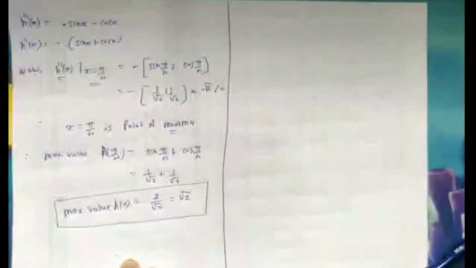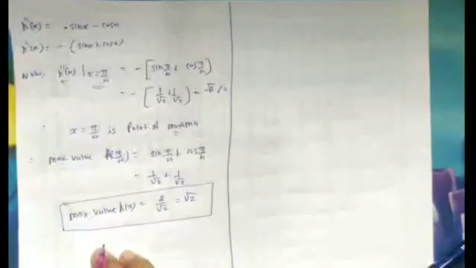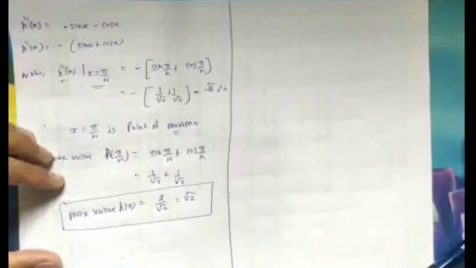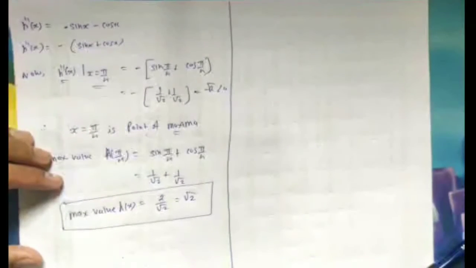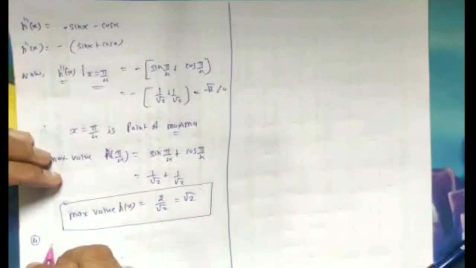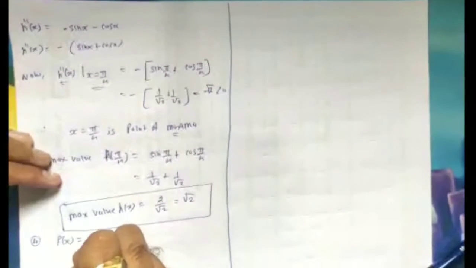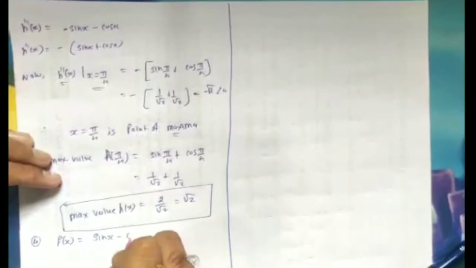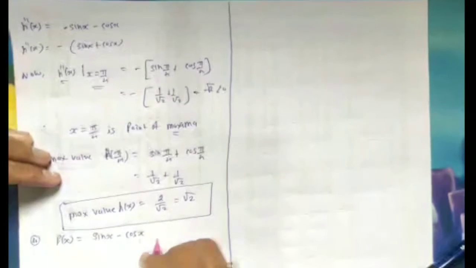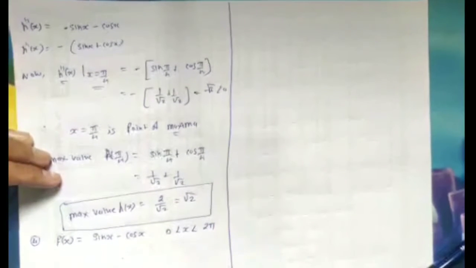Clear, students? So this is how you can solve your question number 3. Now, question number 4. Same question is there, only the range, or you can say its domain, changes. The condition of x is changed. So here we are given question number 4. Function is f of x, so given f of x is sin x minus cos x, and the condition is 0 less than x less than 2 pi.